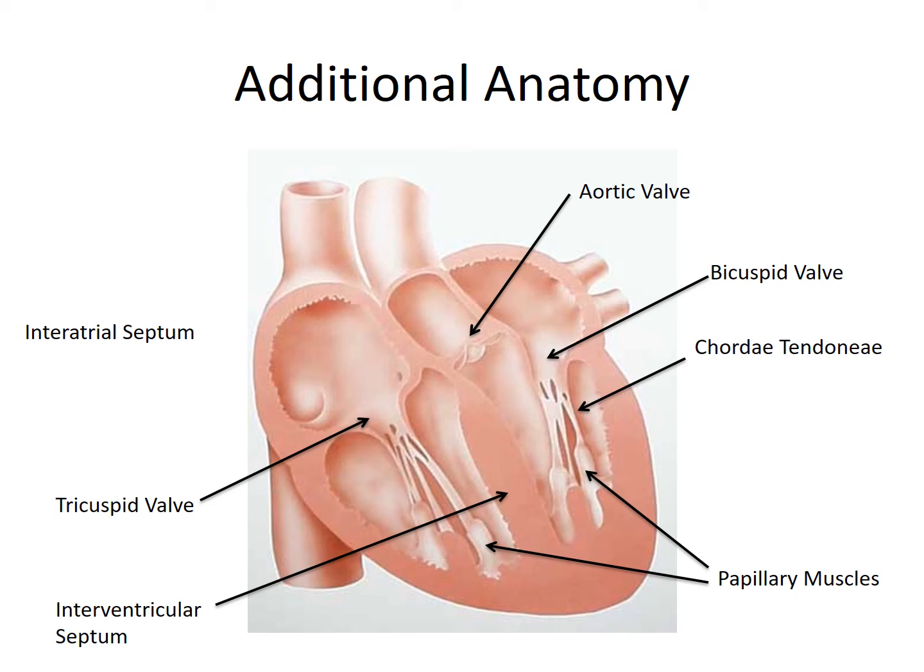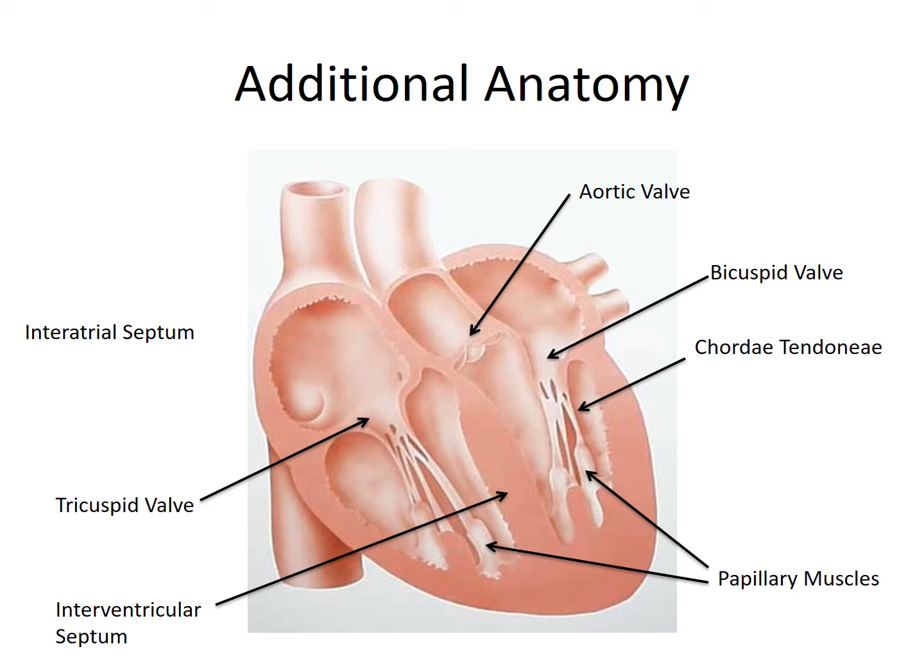On the right side of the image, you see bicuspid valve, which is also known as the mitral valve. This valve is going to be between the left atrium and the left ventricle. Bi, 2, cuspid, 2 cusps. If you then look down there, you see the interventricular septum. The interventricular septum is going to be the wall that separates the right ventricle from the left ventricle.